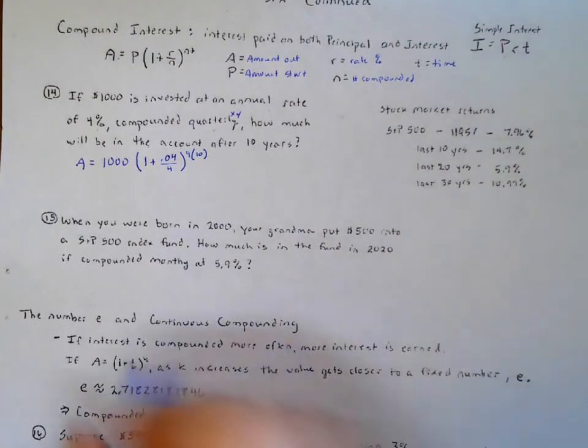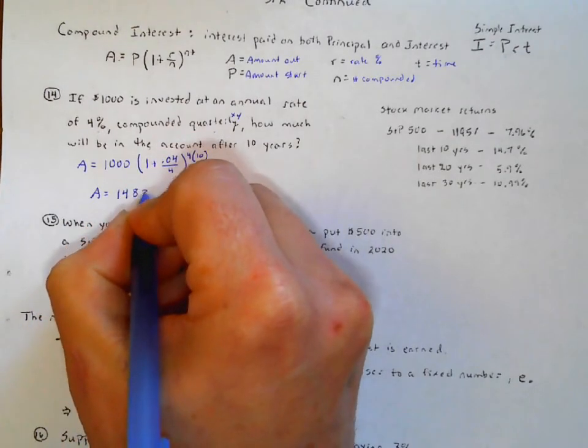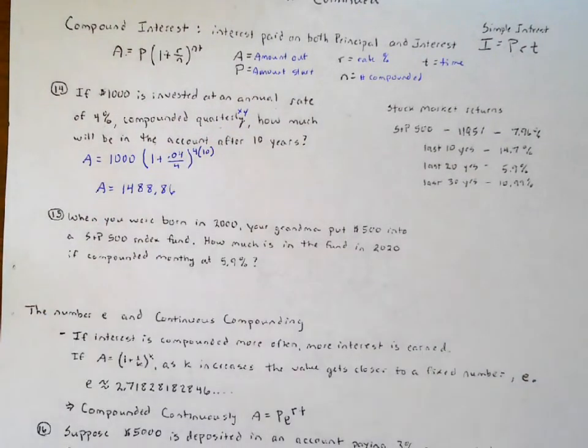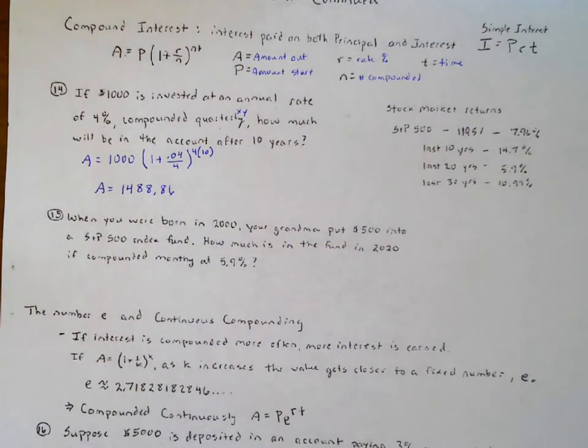Okay, I just put that in the calculator, and I have 1488.86. Okay, so you'd have that. So you earned $488, almost $89 in interest in those 10 years.